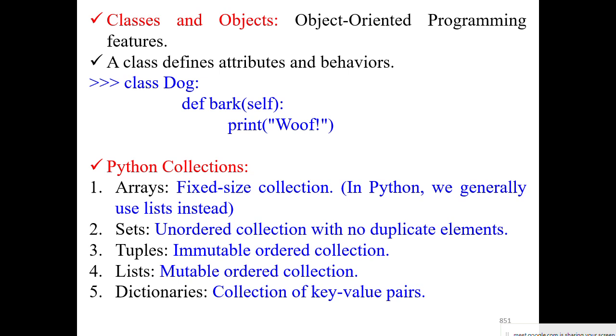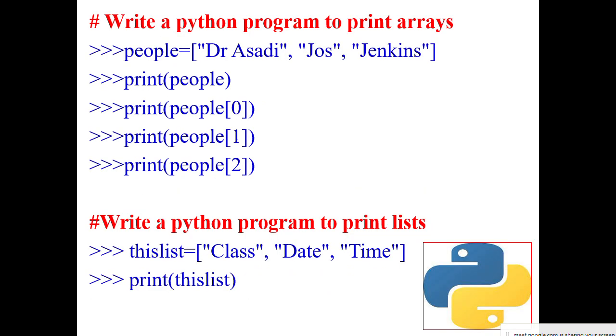Tuples: immutable ordered collection. List: mutable ordered collection. Dictionary is a collection of key-value pairs. Now write a Python program to print arrays. So people is a variable, and within the square brackets: Dr. Asadi, Josh, Jenkins. These are the 3 names I am declaring.